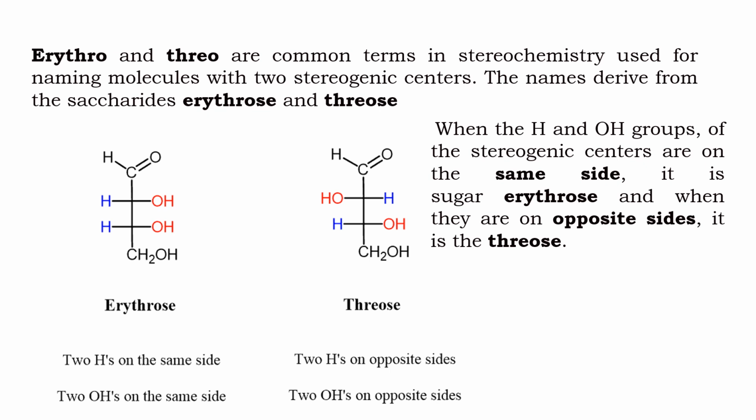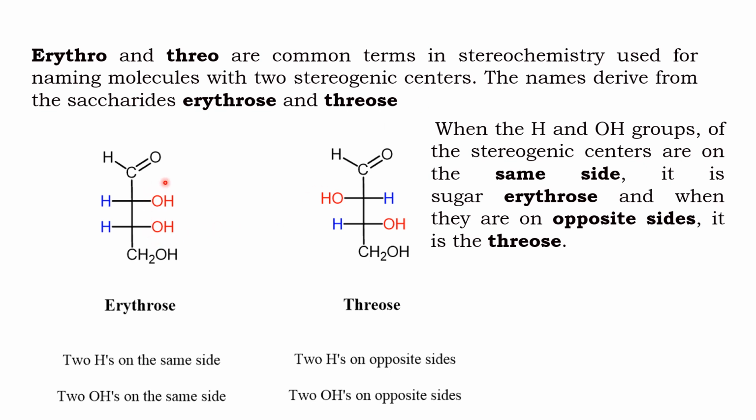Now we move to another type of configuration represented as erythro and threo. Erythro and threo are common terms used in stereochemistry. They are used for organic compounds having two asymmetric carbon atoms or stereogenic centers. When the compound has only two asymmetric carbon atoms, there is a chance of using the configuration represented as erythro and threo.